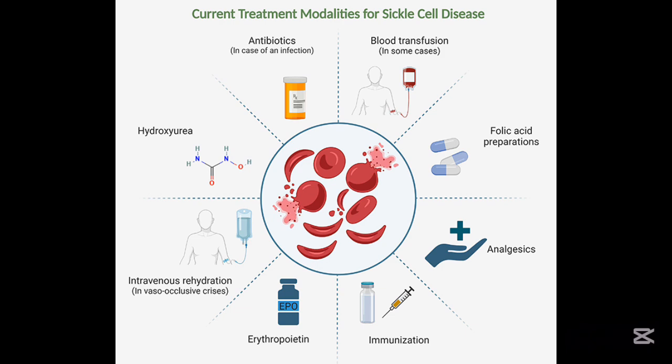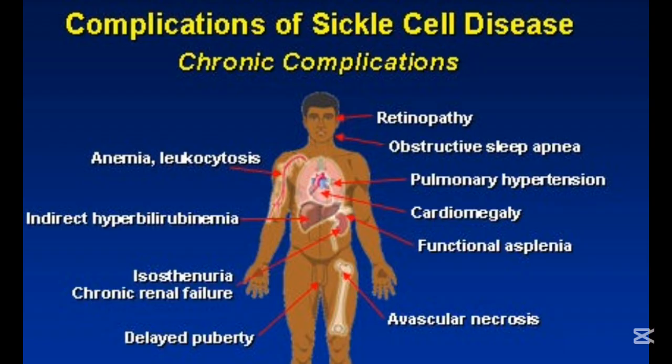So what are the complications of sickle cell disease? For vascular complications, like I already said, you can have things such as stroke and pulmonary hypertension. For hematological complications, you can have aplastic crisis. You can also have damaged organs leading to kidney failure, retinopathy, or avascular necrosis.